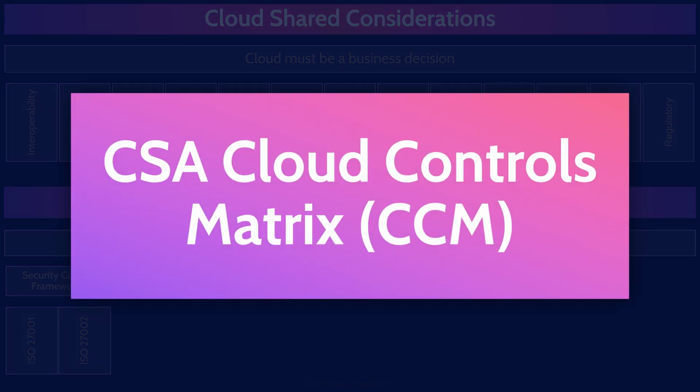The Cloud Controls Matrix, the CCM, is a framework from the Cloud Security Alliance that is specifically designed to provide security principles to guide cloud vendors and to assist prospective cloud customers in assessing the overall security risk of cloud storage. CCM is a very useful framework if you're using cloud services.